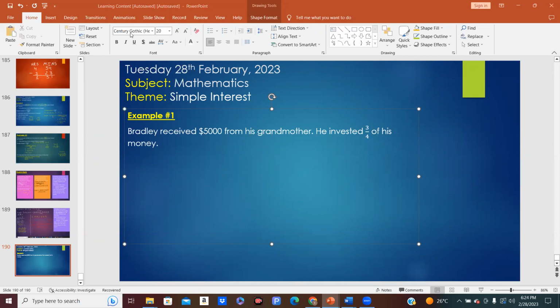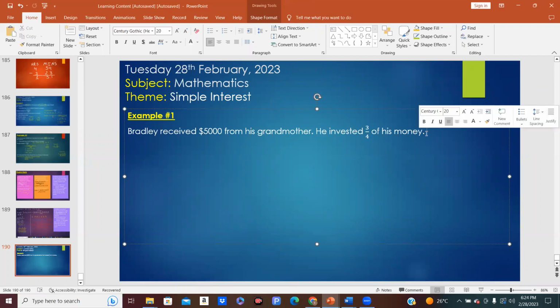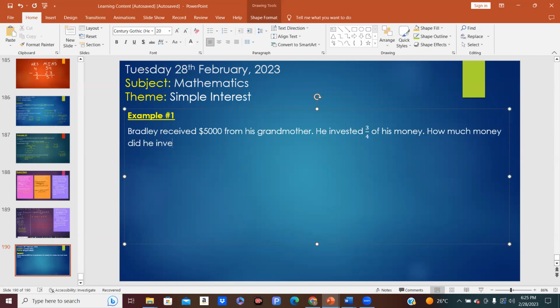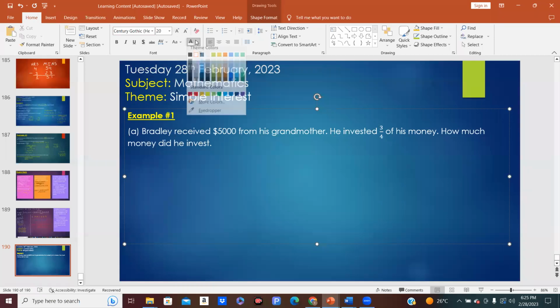And the question states, how much money did he invest? So there's going to be A, how much money did he invest? So if you want to figure out the amount invested, anyone have any idea how we're going to do that?